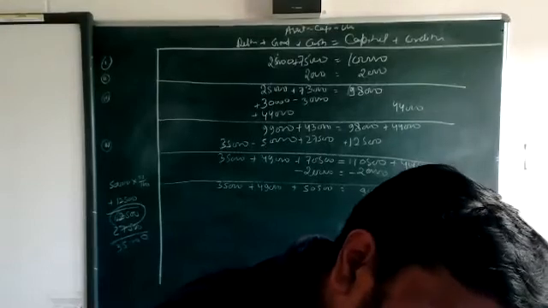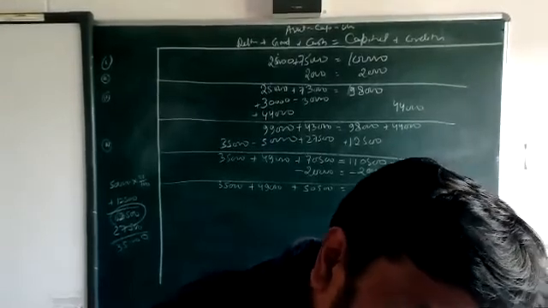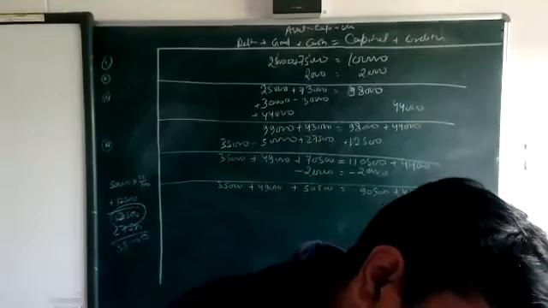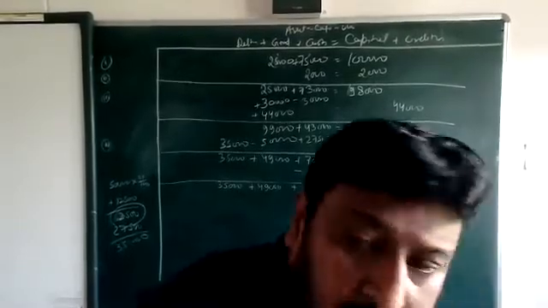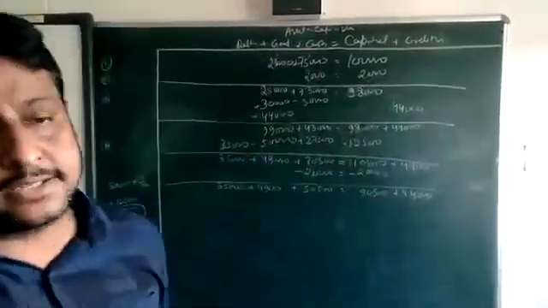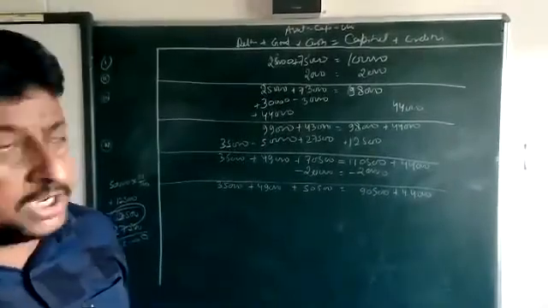50,500 is cash, 49,000 debtor, 35,000 liability, 44,000 and 90,500 capital. Okay, all things came. Again, I will repeat the question.